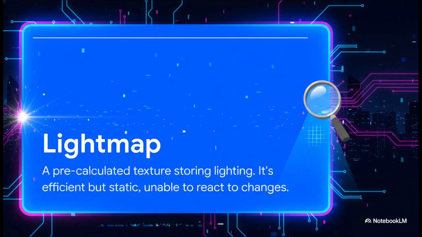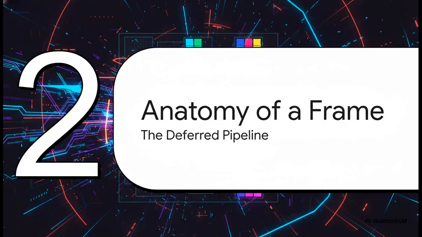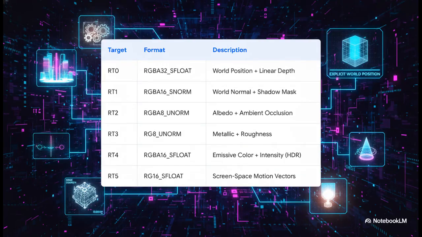So how in the world does the engine calculate all this dynamic light in just a handful of milliseconds? Well, it all starts with a process called deferred rendering. And the very first step is to create this kind of artist's palette for the entire scene, which is called a GBuffer.